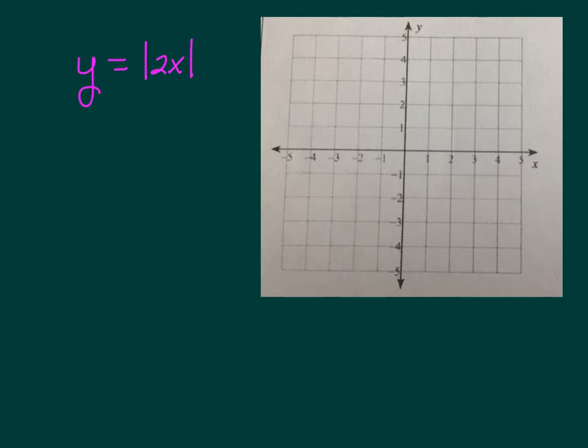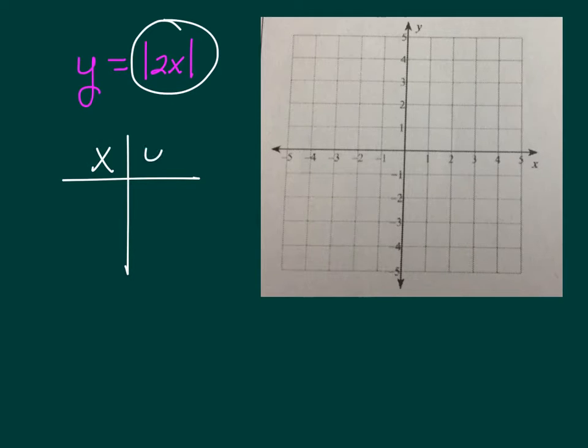Now, what if I give you an equation like this and I ask you to solve it? Well, remember, this means absolute value, so anything coming out of it is going to be positive. So what you need to do is create a t-chart. Make up some x's. It doesn't matter what they are. Let's try negative 2, negative 1, 0, and let's try 1 and 2. Those sound like good numbers.